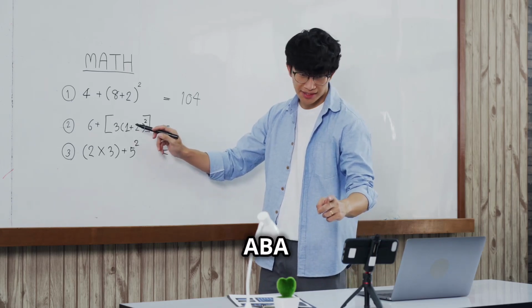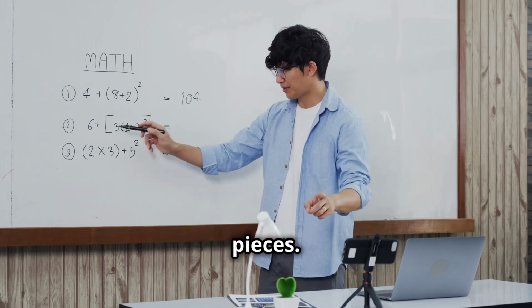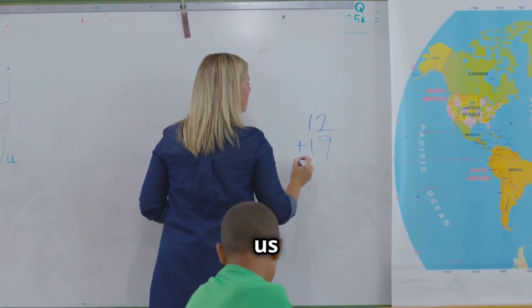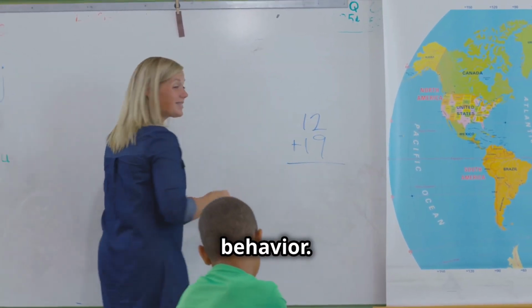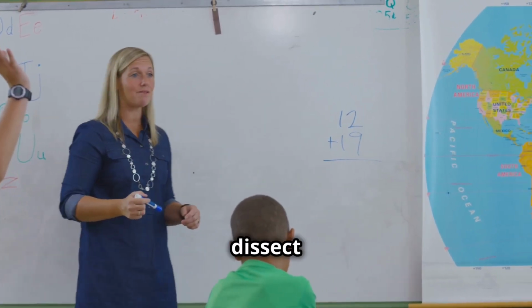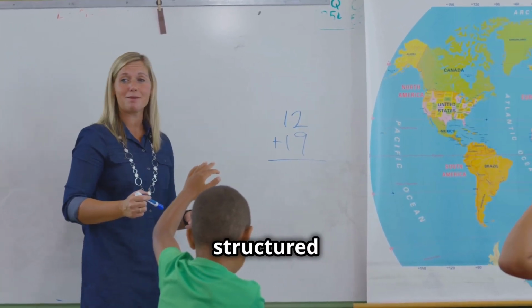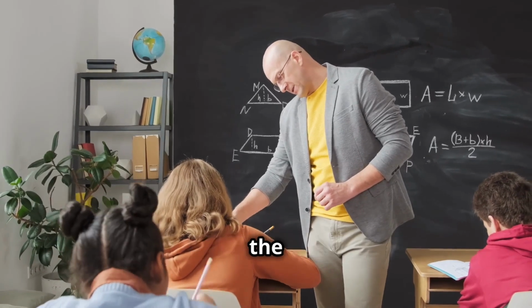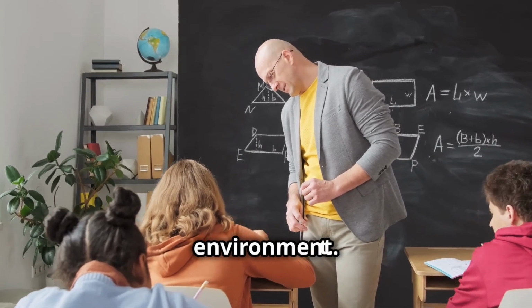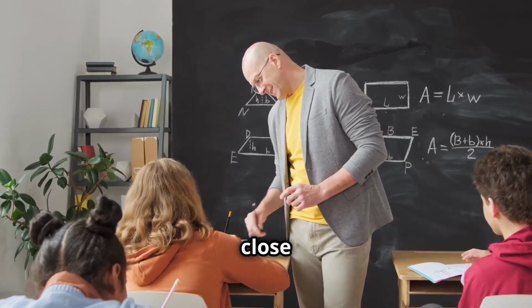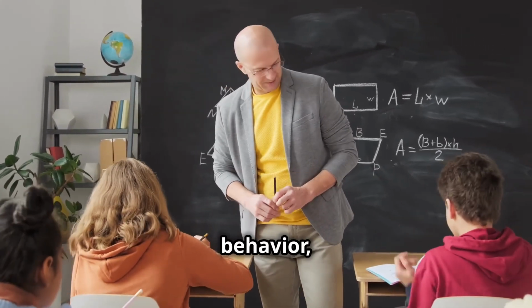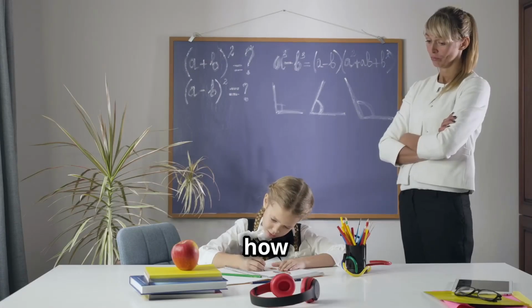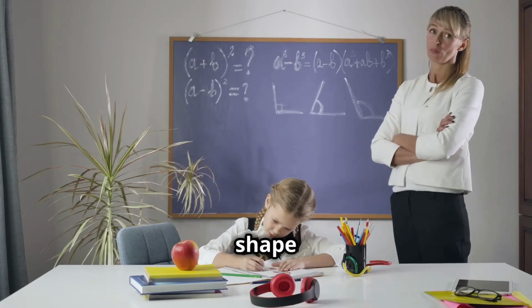Okay, let's break down ABA into bite-sized pieces. Applied behavior analysis, or ABA, is a scientific approach that helps us understand and change behavior. It's like having a toolkit that allows us to dissect and influence actions in a structured way. At its core, ABA is about observing and understanding the relationship between behavior and the environment. This means paying close attention to what happens around the behavior, what triggers it, and what follows it. It's a systematic way to look at how our surroundings and interactions shape what we do.